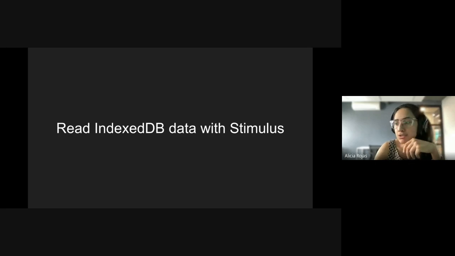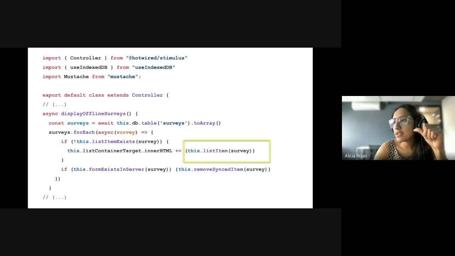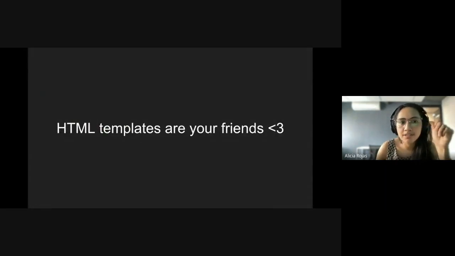So again, here we use Stimulus to read this IndexedDB data. And then we use a library called Mustache to render this data in the HTML that the user can see. So for each survey that we would find, we would iterate and then perform a JavaScript function to add this item to the DOM. So for this case, HTML templates are your friends. In case you don't know this, HTML templates are a special tag that is rendered but not actually displayed. So when your user is online, it will render the page. This template would be loaded, and then we can use Stimulus and Mustache to bring this template, populate it, and then render it to the user with the information taken from IndexedDB.